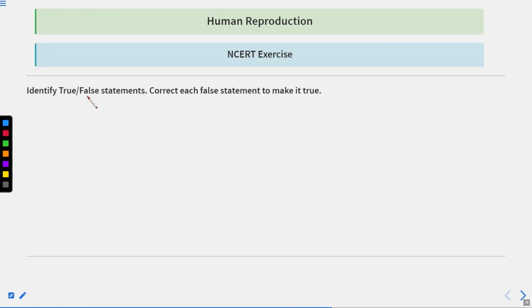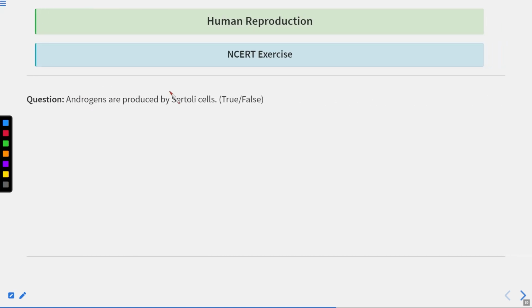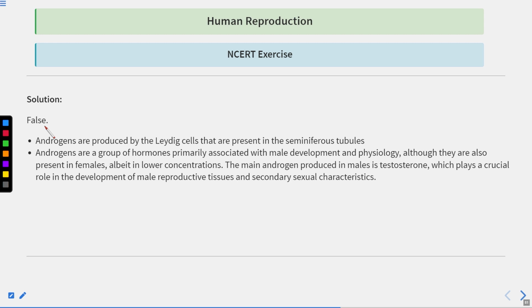Now we have the true and false question here. So we have to identify true and false statements. Clear? So what is the first statement? Androgens are produced by Sertoli cells. Is this true or false? Clear? So this is false.